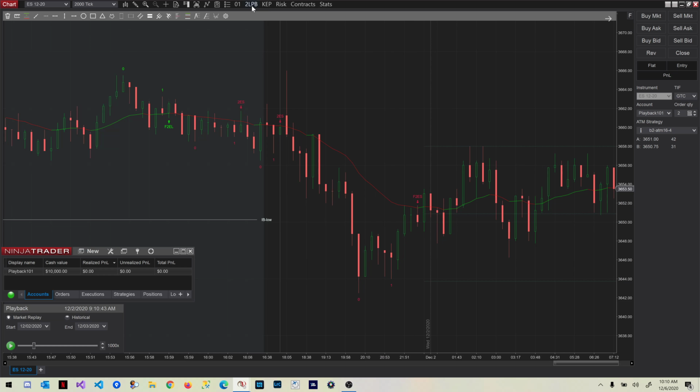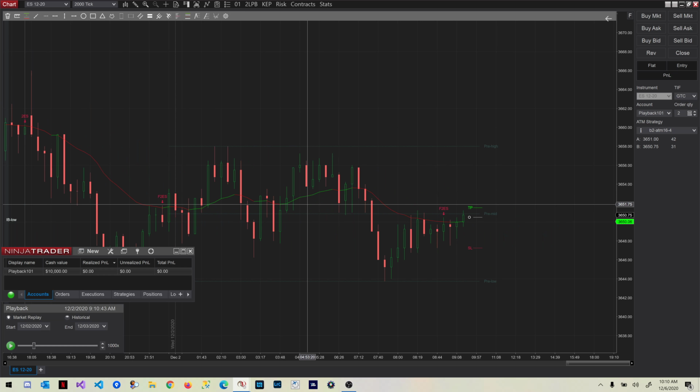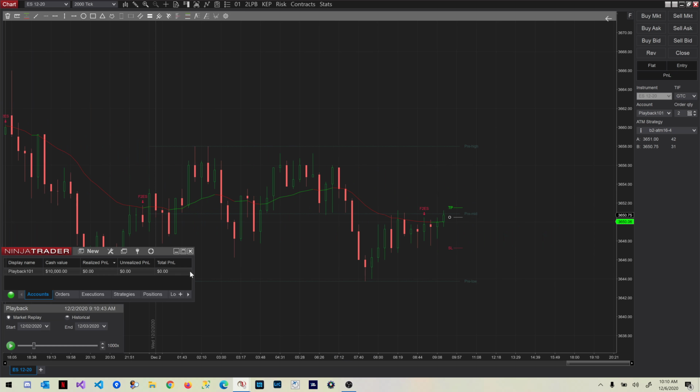And by enabling the two-legged pullbacks, it will draw all the lines for you, which may be easier for you to see where it found the highs and the lows. So that's the two-legged pullback. And it also draws those in real time, of course.